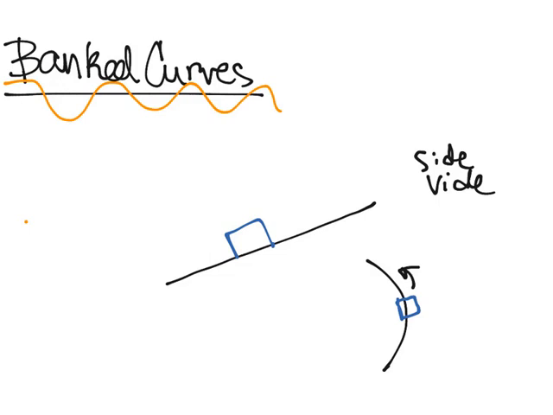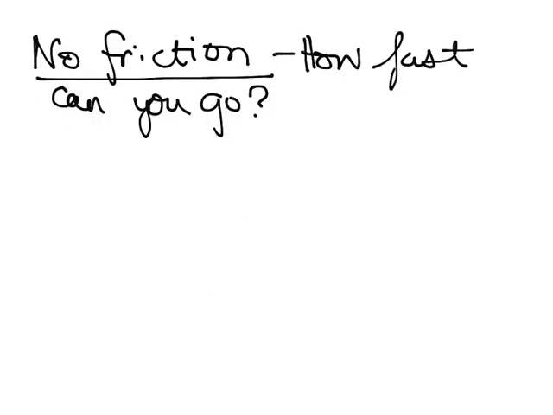Okay, so in this video, we're going to relate the angle of the curve, the speed you're going, so your tangential velocity, and the amount of friction between the tires of your car and the curve. Alright, so the first thing that we're going to deal with is if you had no friction, how fast could you go? Okay, so first of all, let's think about a non-banked curve.